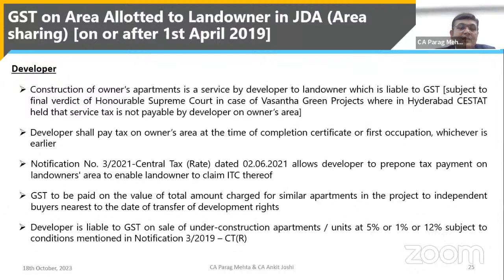So notification 3/21 has given a choice. It's not a compulsion. It's given a choice to the developer to prepone the tax payment on the landowner's area. GST is to be paid on the value of the total amount charged for similar apartments in the project to an independent buyer nearest to the date of transfer of development rights. And further, the developer is liable to GST on sale of his own under construction units at 5%, 1%, or 12%, subject to conditions mentioned in notification 3/2019.